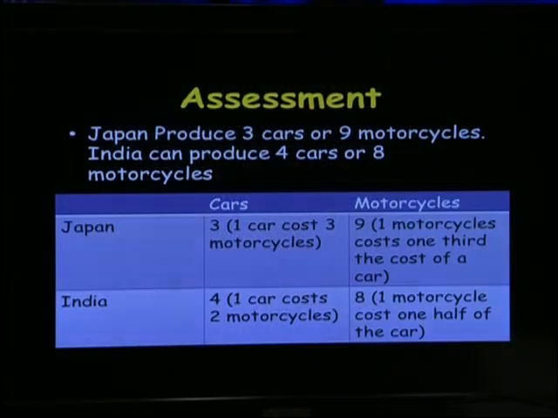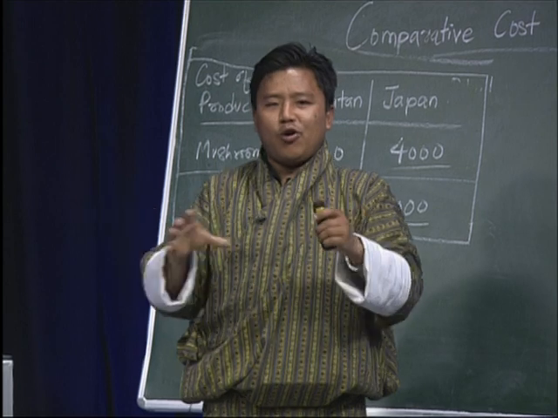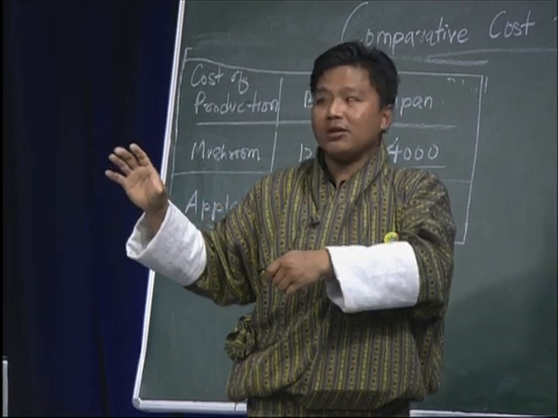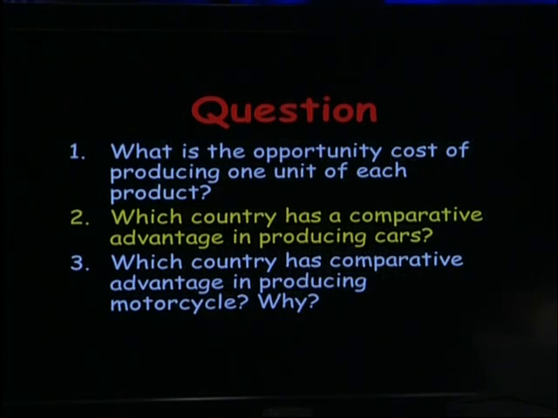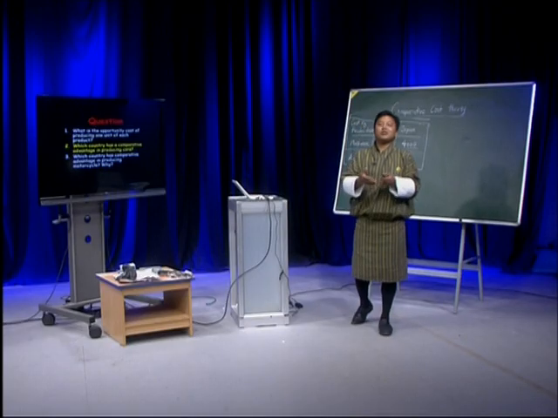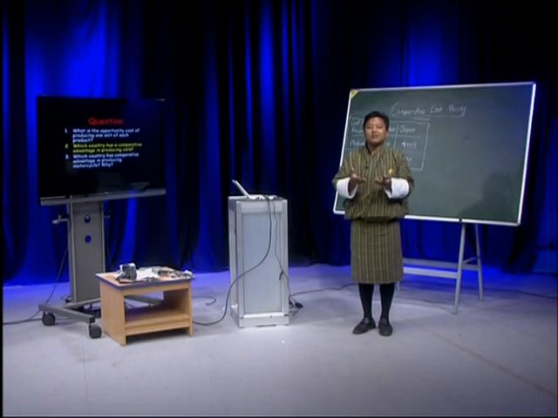Japan can produce 3 cars or 9 motorcycles. India can produce 4 cars or 8 motorcycles. The information is given in the table. I hope you have captured this picture, right? Now the question is, what is the opportunity cost of producing 1 unit of each product? Which country has comparative advantage in producing cars? Which country has comparative advantage in producing motorcycles? Why? So this is the assignment you have to do, and then once you reach the school, you have to submit it to your concerned subject teacher.